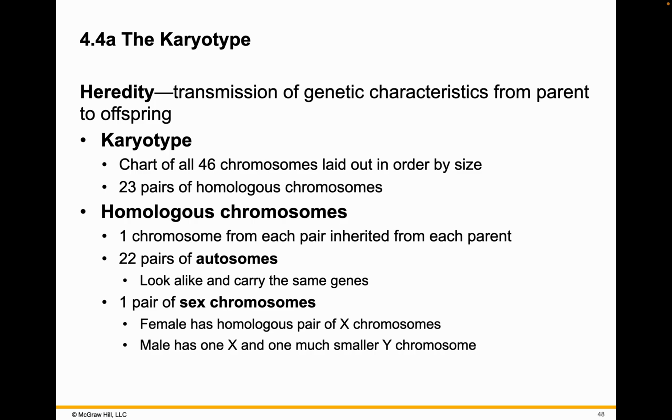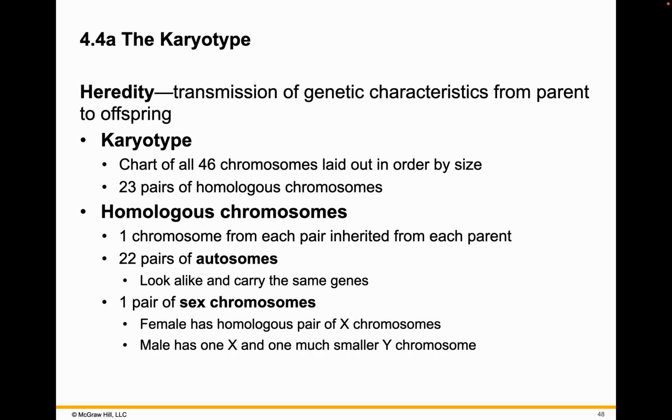A karyotype is a way to look at the DNA. We look at the chromosomes of dividing cells because we can see those chromosomes with a light microscope. So heredity is the transmission of genetic characteristics from parent to offspring. So your karyotype would be all 46 chromosomes laid out in order by size. There are 23 pairs of them, so you'll have 2 of each.